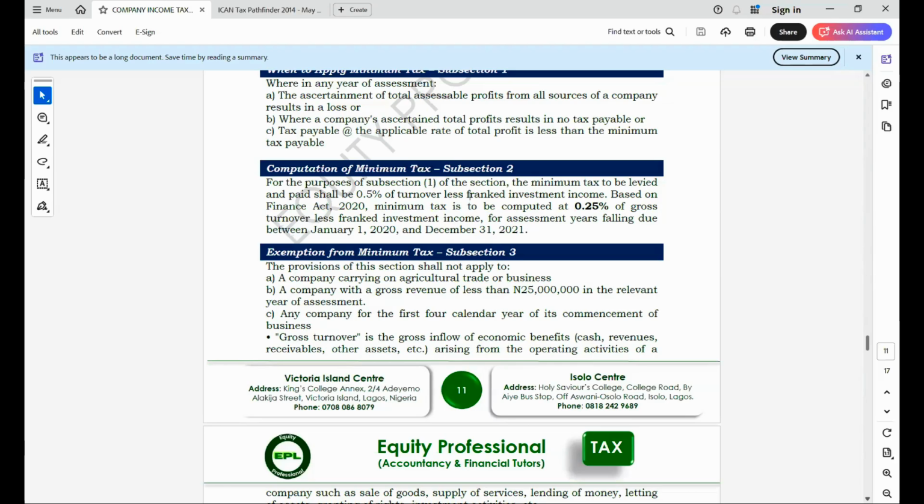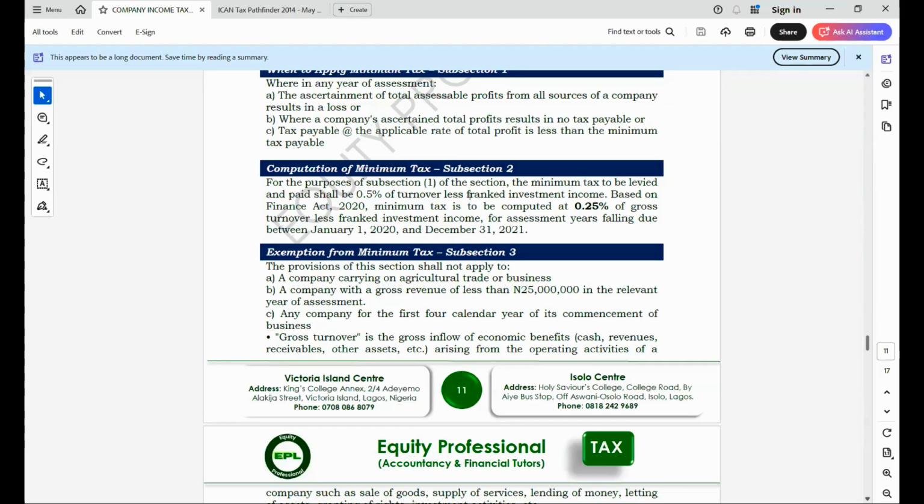This is a form of incentive to agricultural business. Then also, a small company, that is, a company with an annual turnover of 25 million naira and below within a relevant year of assessment, is also exempted from minimum tax. So that means a small company will also not pay tax at all. Then also any company in the first 4 calendar years of commencement of business. Whatever the company, if they are in their first 4 calendar years of commencement, minimum tax will not be adopted on their activity.